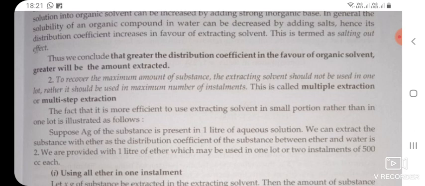To recover the maximum amount of substance, the extracting solvent should not be used in one lot, rather it should be used in the maximum number of installments. This is called multiple extraction or multi-step extraction. The fact that it is more efficient to use the extracting solvent in small portions rather than in one lot is illustrated as follows.